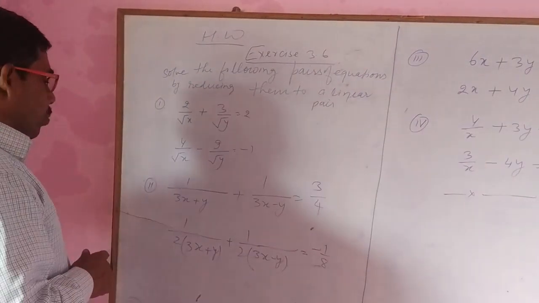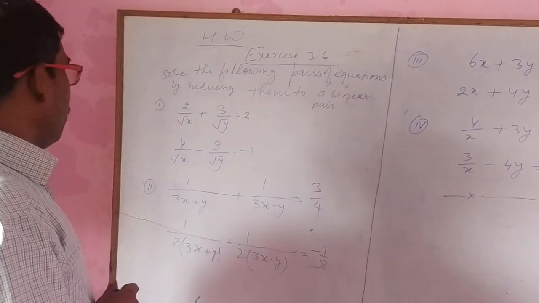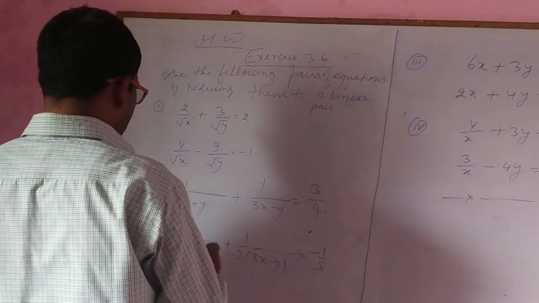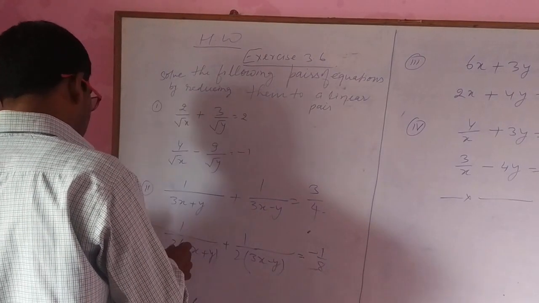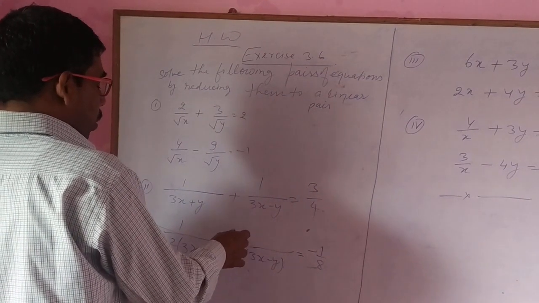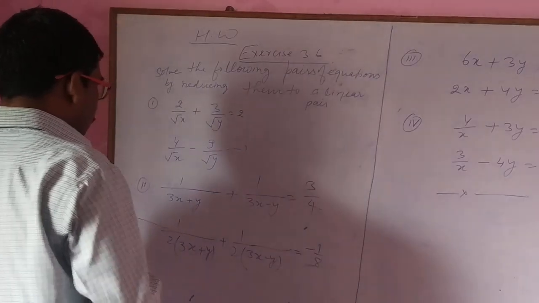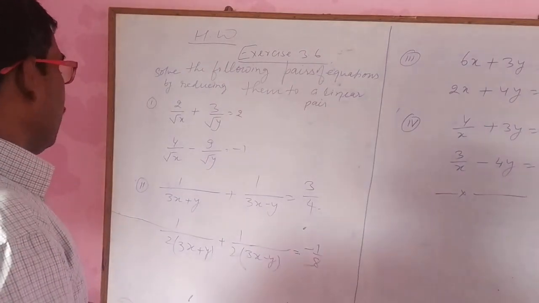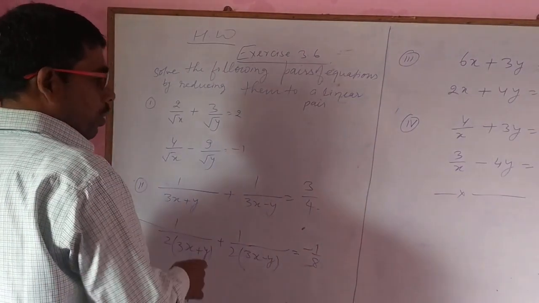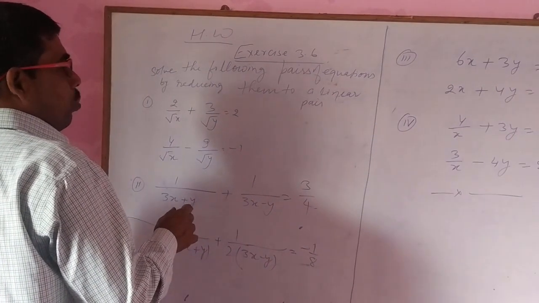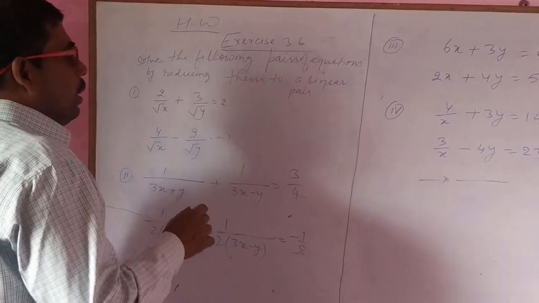In question number 2, we see 1 by 3x plus y plus 1 by 3x minus y equal to 3 by 4, and 1 by 2 into 1 by 3x plus y plus 1 by 2 into 1 by 3x minus y equal to minus 1 by 8. Here 3x plus y and 3x minus y are common in both equations. Therefore, we consider them as other variables and then solve to make a linear pair.